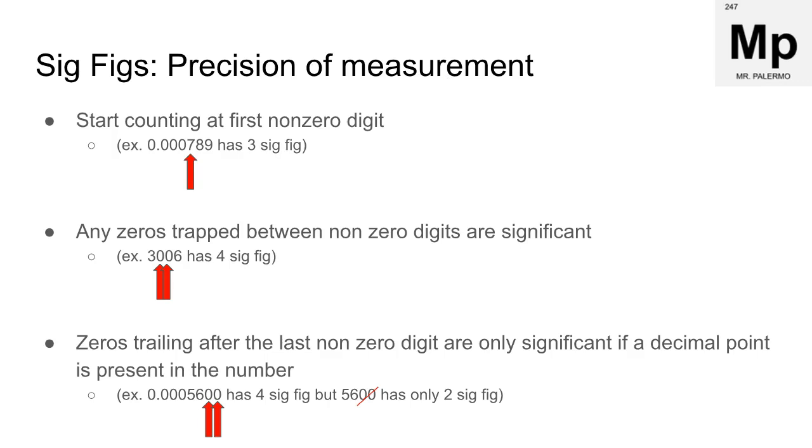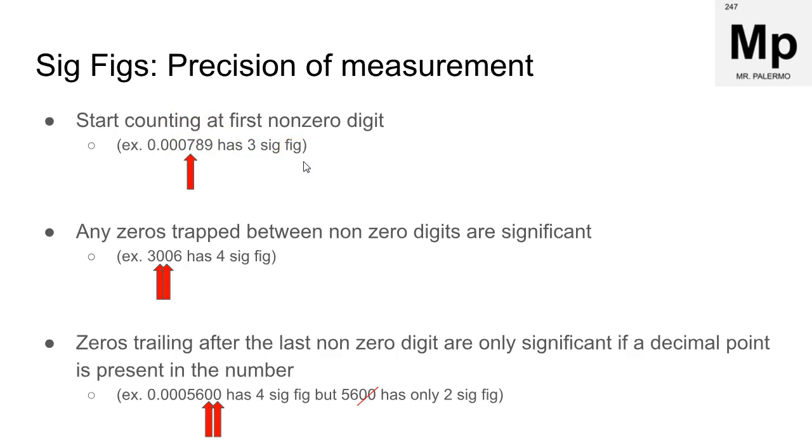Moving on to significant figures. Sig figs are a way for us to determine the precision of the measurement, how precise it was. For significant figures, the first thing you do is start counting at the first non-zero. So in this example here, I start counting at the 7. And I count the 7, the 8, and the 9, so this has 3 sig figs.